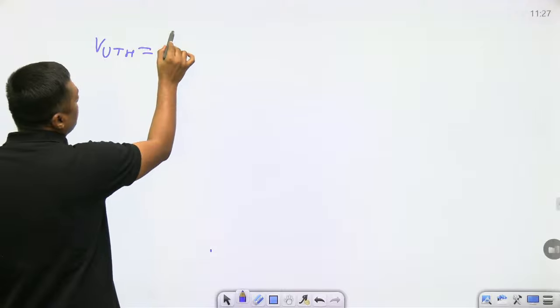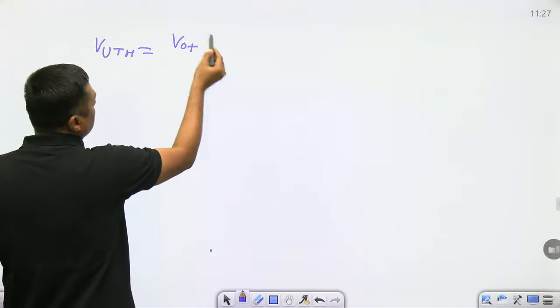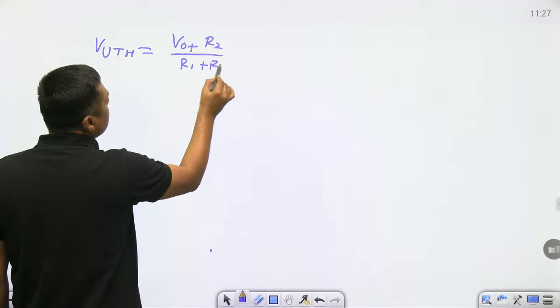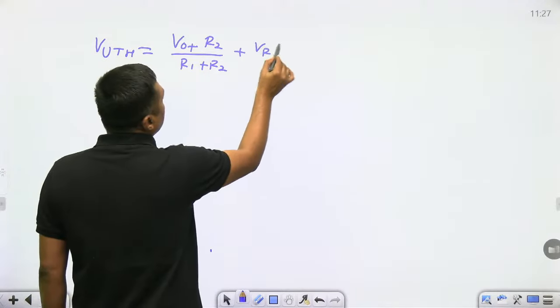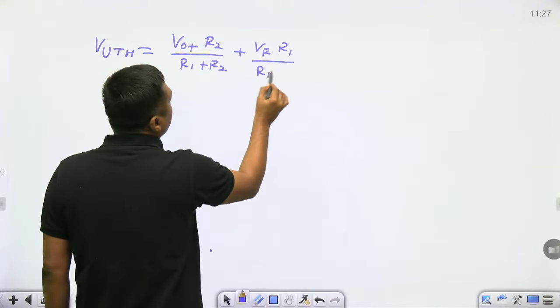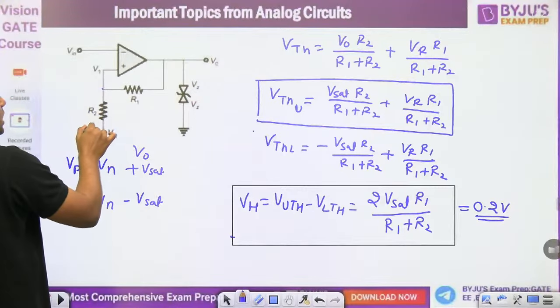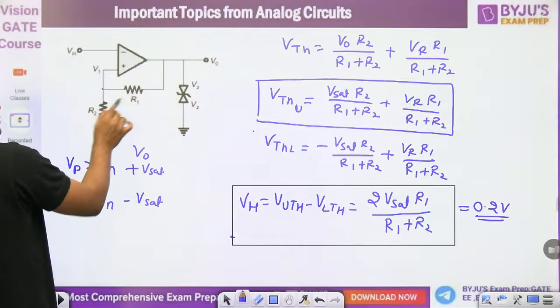VUTH, the final formula for this: V positive value, limited value, R2 upon R1 plus R2. Quickly, you can use this formula: VR into R1 upon R1 plus R2. And always check the position of R1 and R2. This is R1, that is R2. So VR into R1 upon R1 plus R2.